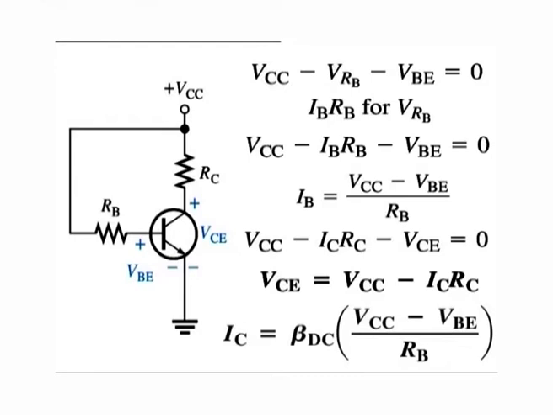Notice in the equation IC is equal to beta DC into (VCC minus VBE) over RB, that IC is dependent on beta DC. The disadvantage of this is that a variation in beta DC causes IC, and as a result VCE, to change, thus changing the Q point of the transistor. This makes the base bias circuit extremely beta dependent and unpredictable.